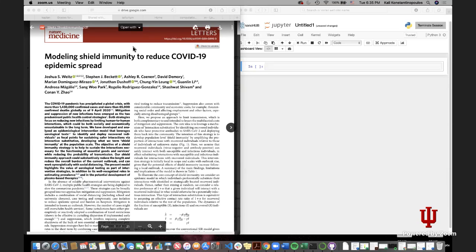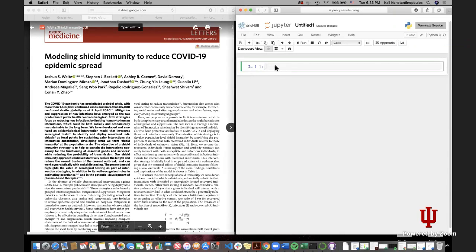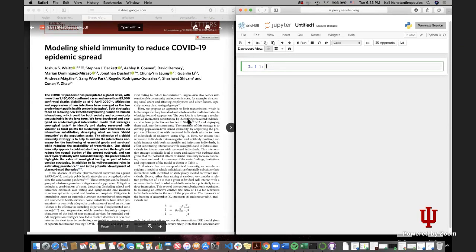Okay, can everyone see everything? Yes. Great. So this paper is about using shield immunity to reduce the spread of COVID. That's when you take people who have recovered from COVID and are therefore assumed to be immune, and you have them go out in public and do all the essential interactions with people. The idea is that in having more interactions with these shields, there are fewer interactions with infected people, and that will stop the spread of COVID.